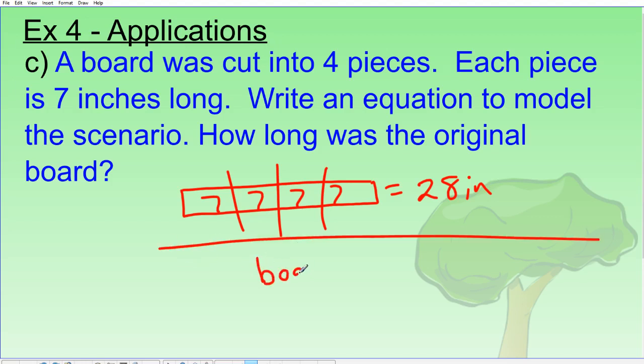I have a board, and when you're cutting something into equally sized pieces, that's division. If you had a bag of Skittles and you were going to share with your friends and every friend gets the same amount, you would need to divide it into equally sized pieces. Okay, so my board is being divided into 4 pieces. And it says the result is each piece is going to be 7 inches long. So when I cut this, each piece is going to be 7 inches long. That's my verbal model.